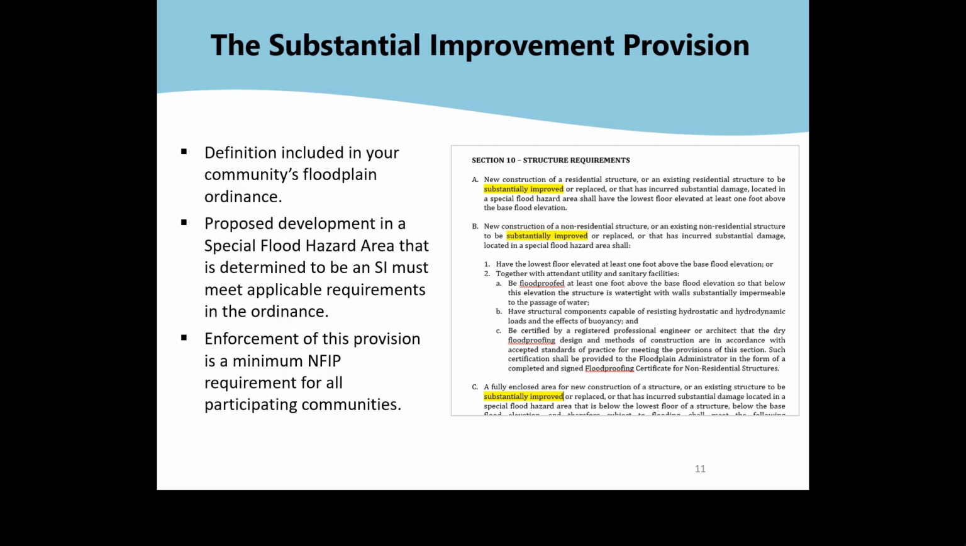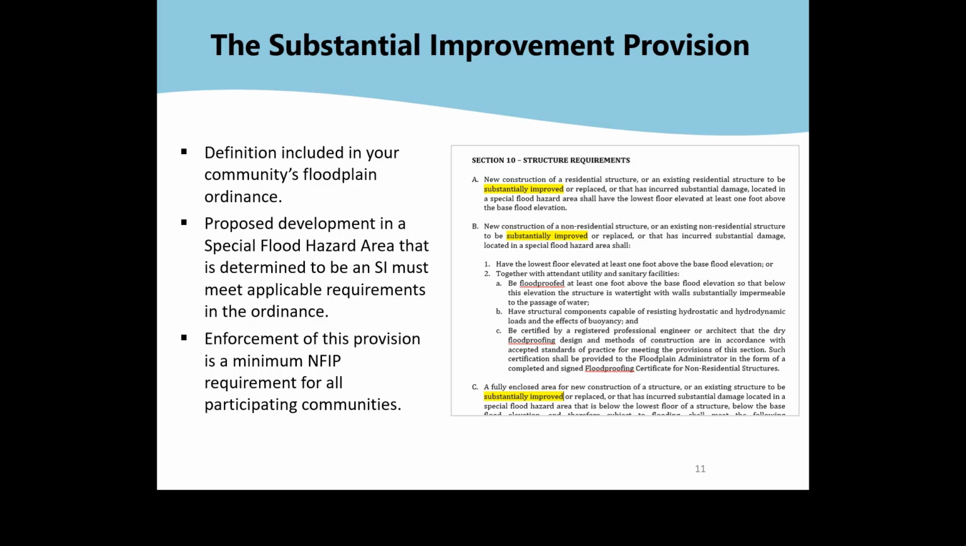The substantial improvement provision, this definition of substantial improvement, and I'm just going to abbreviate and call it SI a lot of the time, just so I don't have to say substantial improvement about 100 times over the course of the next hour. So the SI definition is included in your floodplain ordinance.